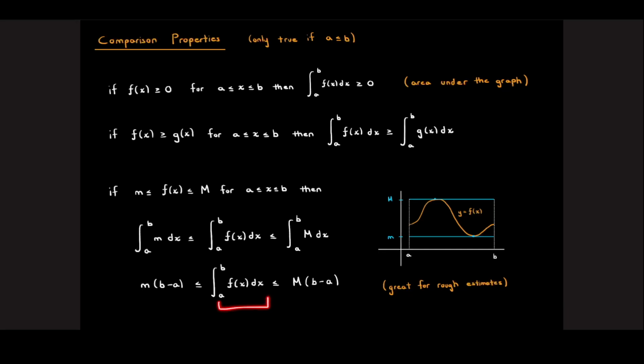Then the definite integral represents this area, right? It represents all of this area. And what we're seeing is that area is at least this big, the area of this rectangle, and at most this big, the area of that big rectangle. That's precisely what this property is saying. This represents the signed area of the small rectangle. This represents the signed area of the large rectangle. And so the true value of the definite integral lies somewhere in between those two rectangles.